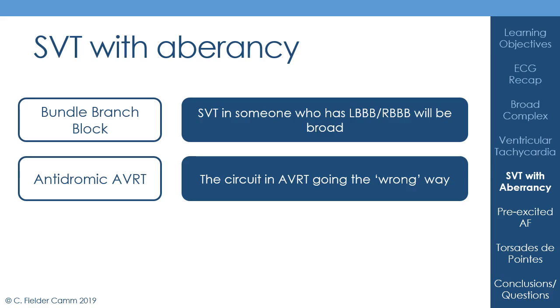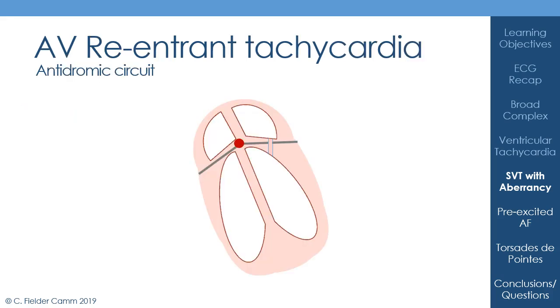The other way that this can come about is that you get what's called antidromic AVRT. And so you get the circuit of AVRT, which is our arrhythmia that requires that accessory pathway, going, in inverted commas, the wrong way around. And by wrong way, I just mean the other way around from the way that it goes when you get your narrow complex tachycardia. And I'll show you an example of that in a second.